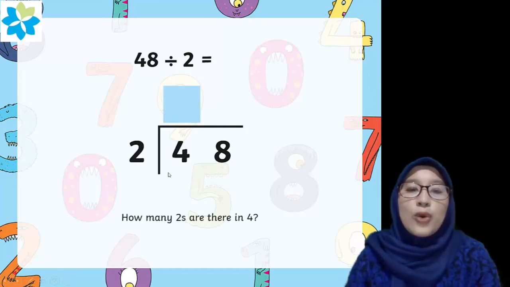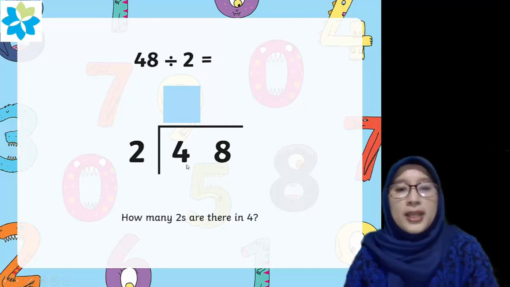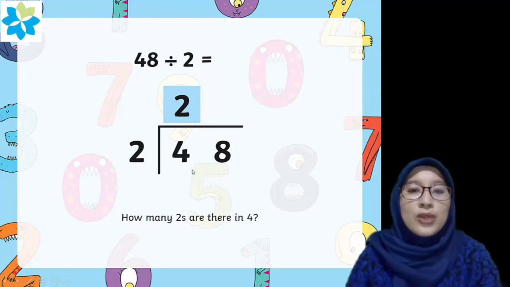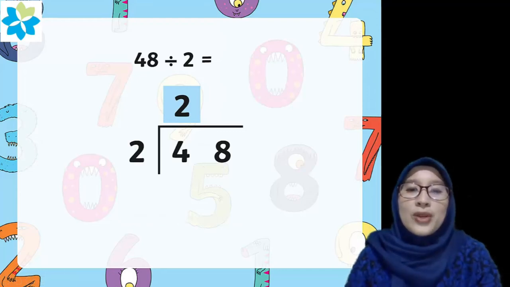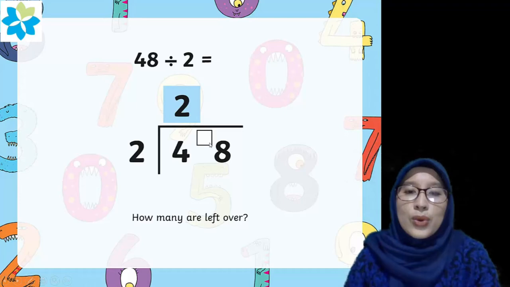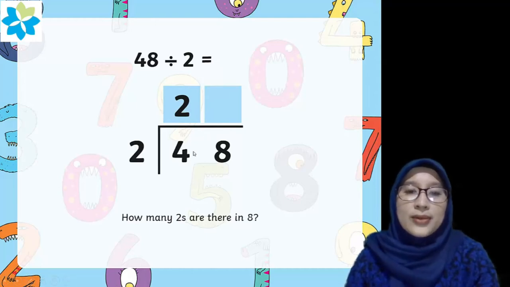Okay, let's count how many 2s are there in 4. Maksudnya apa ini, 4 dibagi 2 atau kita butuh berapa kali 2 untuk mendapatkan 4? And of course the result is 2, because 2 times 2 equals 4. Okay, and then next, what about the 8? 2 times 2 equals 4, and we have no number left over, right? Tidak ada sisanya. So let's go to the next digit, 8.